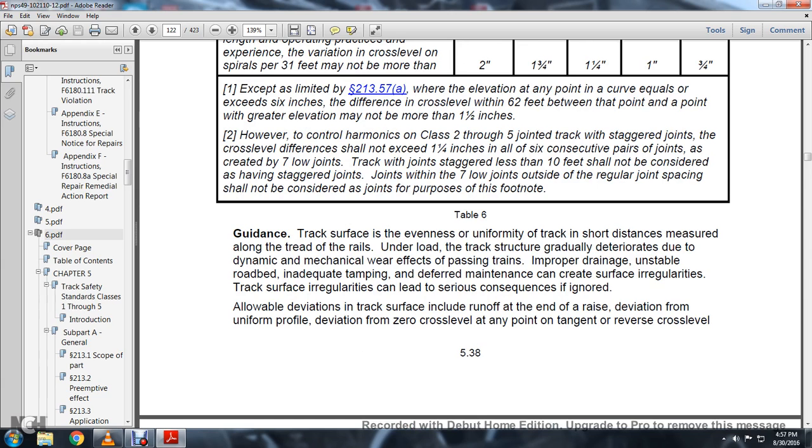Guidance: track surface is the unevenness of the track in a short distance, measured along the tread of the rails.